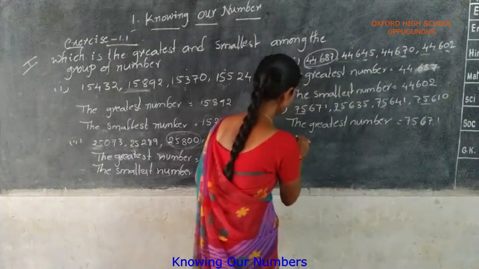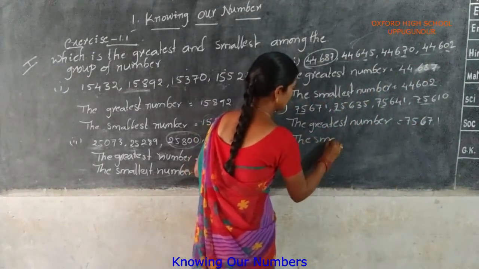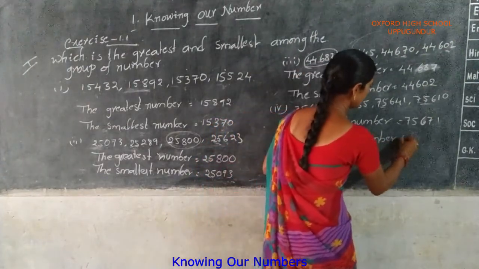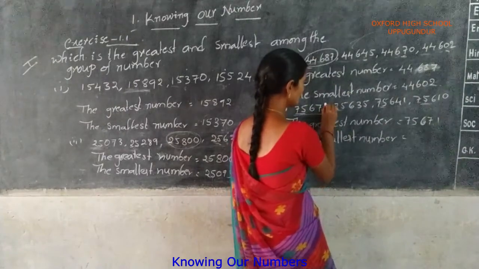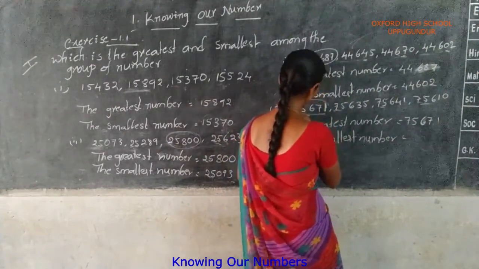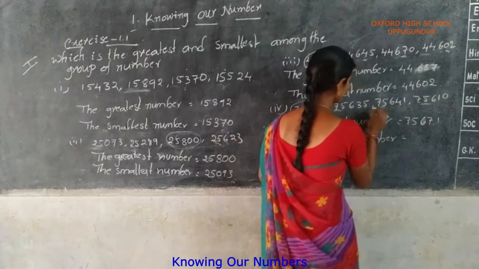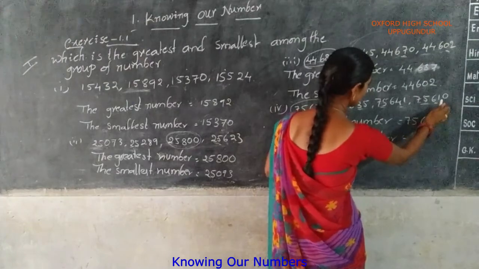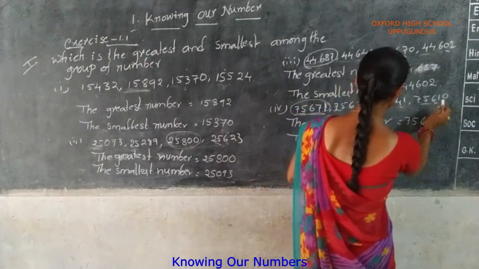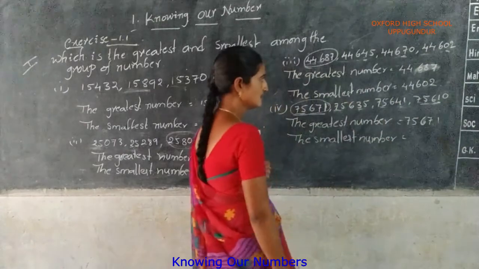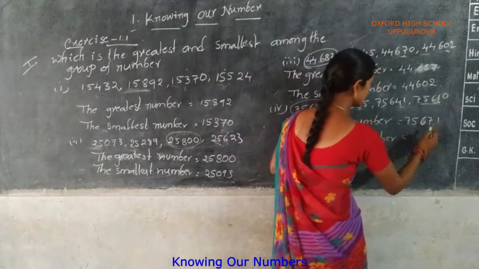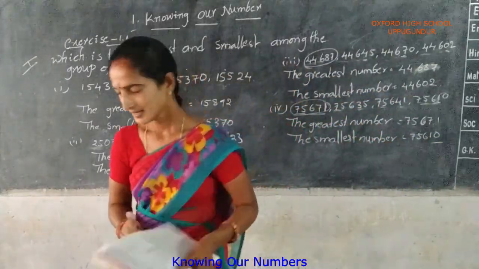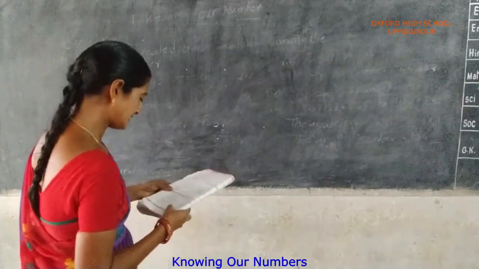71. Next, the smallest number. The smallest number is equal to. These numbers are big numbers, greatest number enough. Next, three groups of numbers are there. Next, tens place, smallest number is 3, 4, 6. 3, 4, 1. Which is the smallest? 1 is the smallest. 75,610. Okay?